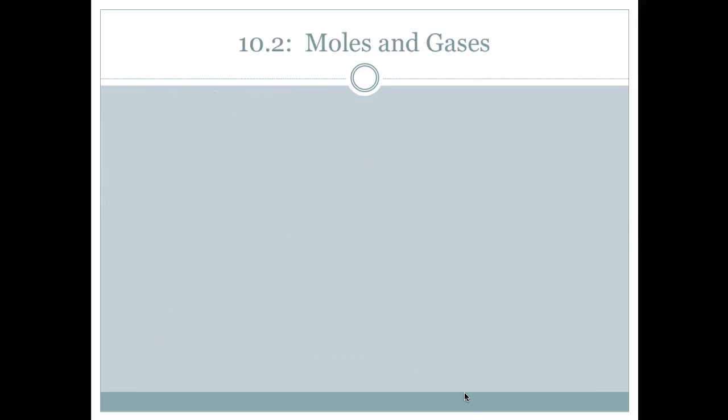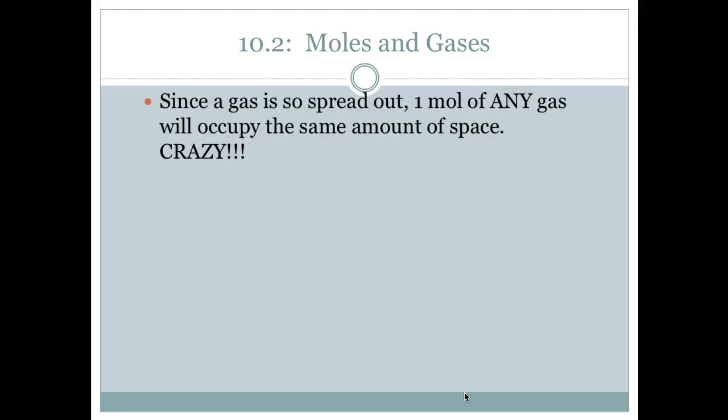Finally, we need to look at moles when we're dealing with gases. Since gases are generally measured in volume, we should be able to convert between moles and volume as well, just like moles and mass. Since a gas is so spread out, 1 mole of any gas will actually occupy the same amount of space. This is a really crazy idea. We should talk about this in more detail in class. I'm not going to spend too much time in the video talking about this, but this is really, really crazy.